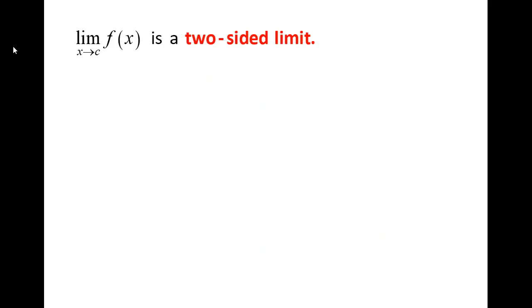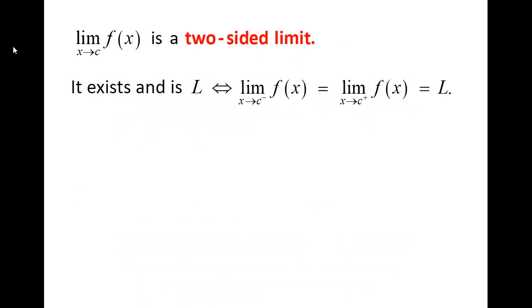Okay, so the limit as x goes to c of f of x is a two-sided limit, and the two-sided limit exists and is equal to L if and only if the right and the left-hand limits of f at c are equal to the number L.